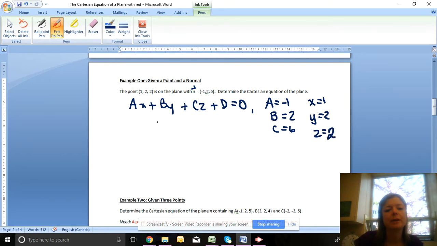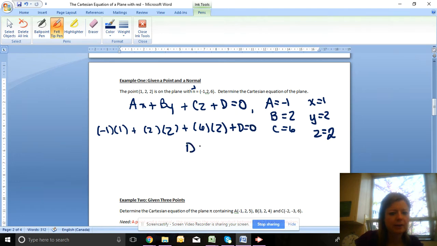Okay, because that's the point. And then these will all be filled in. We'll only have an unknown D, and we can solve for it. So this is -1 times 1 plus 2 times 2 plus 6 times 2 plus D equals 0. So you solve this and you get D equals -15.